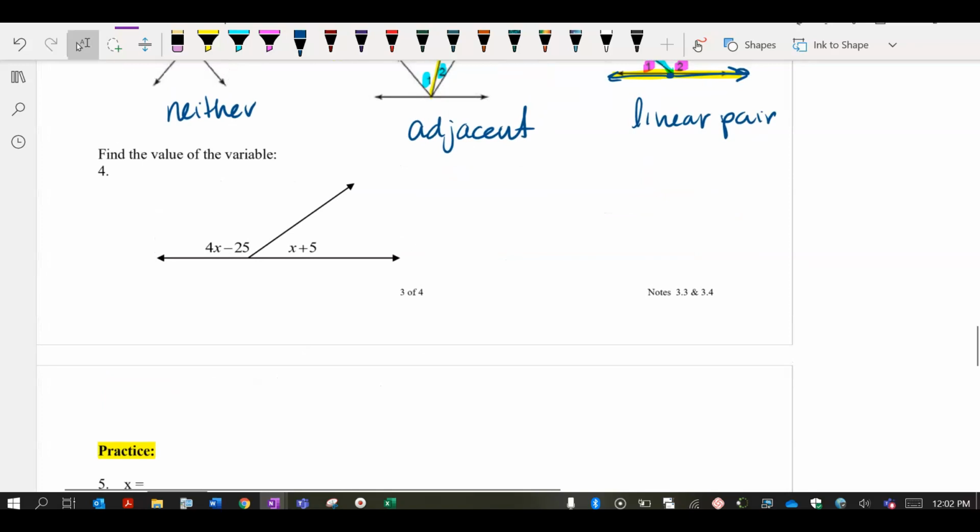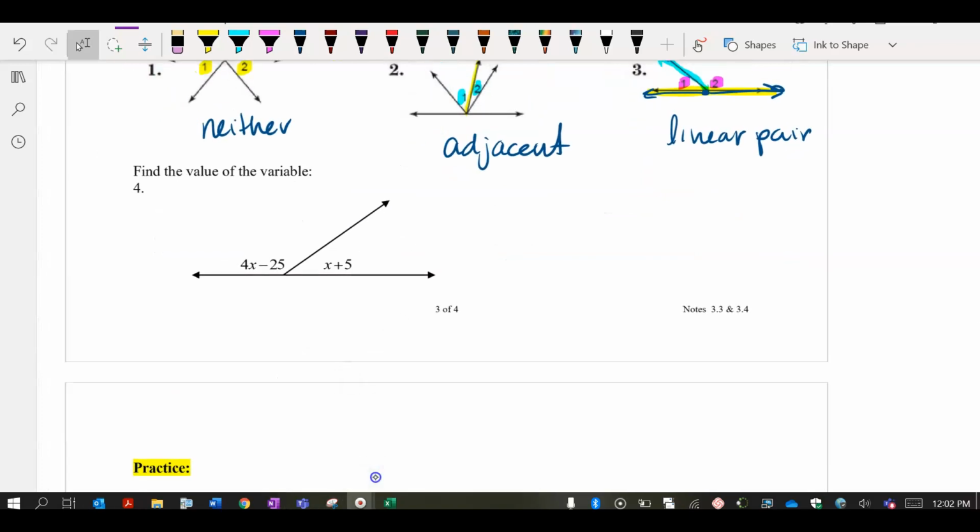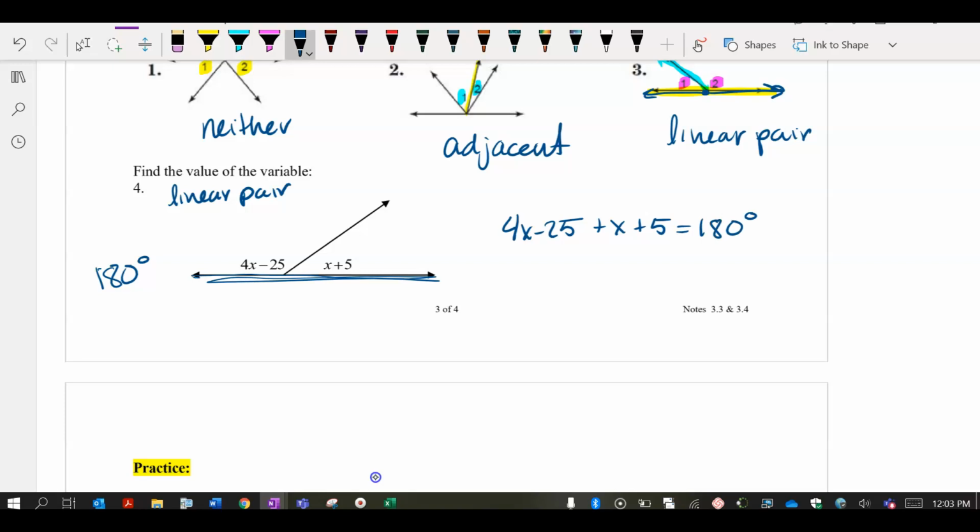All right, let's go ahead and do this example together. So here we have a linear pair. Okay, a linear pair, we know that it'll give us a straight angle. So then this line here, the total is going to be equal to 180 degrees. So if we use our angle addition postulate, we can say 4x minus 25 plus x plus 5 equals 180 degrees.